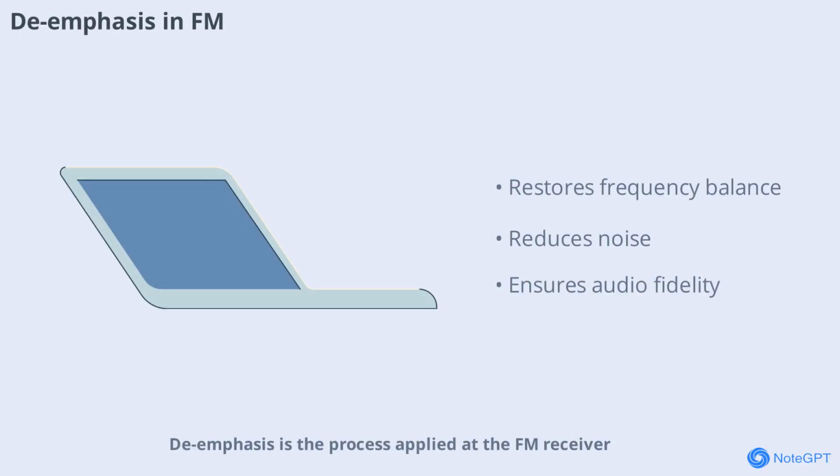De-emphasis is the process applied at the FM receiver to counteract the effects of pre-emphasis applied at the transmitter. It reduces the amplitude of high-frequency components, restoring the original frequency balance of the message signal. This ensures that the audio output is faithful to the original input, with minimized noise and distortion. Pre-emphasis and de-emphasis work together to enhance the overall quality of FM transmission.